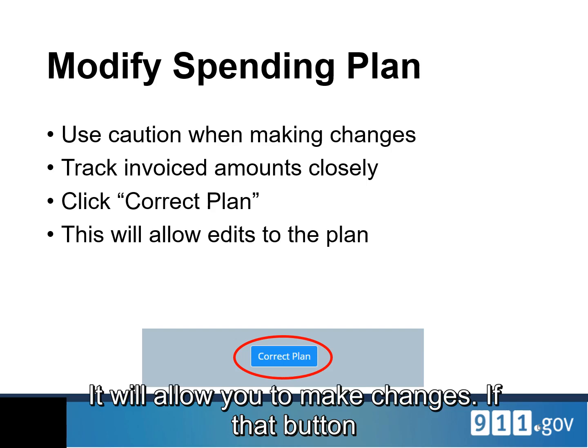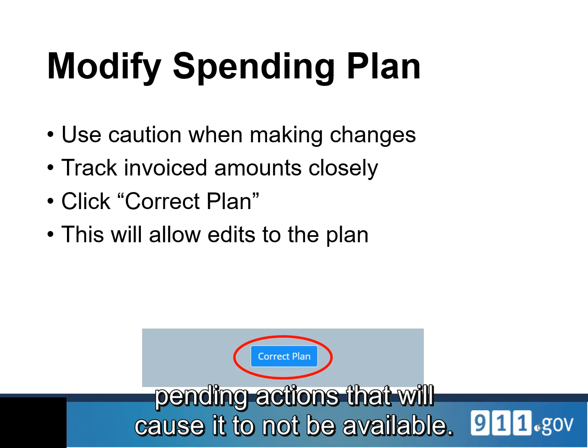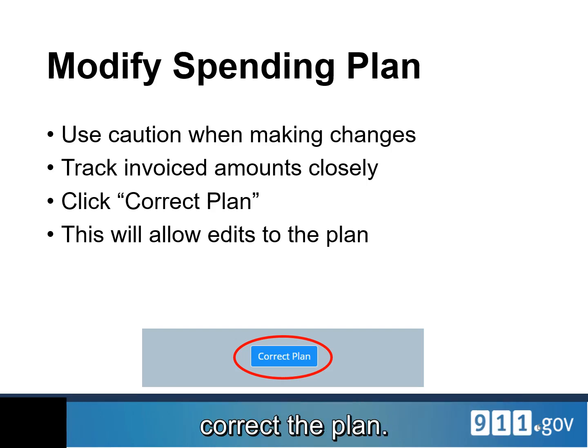If that button is grayed out on your system, go and look to see if there are any pending actions that will cause it to not be available. Finish closing out any of those pending actions, and then you may go back in and correct the plan.